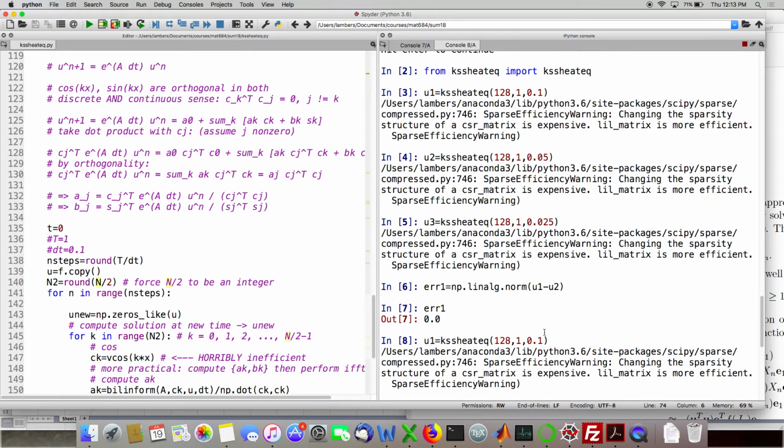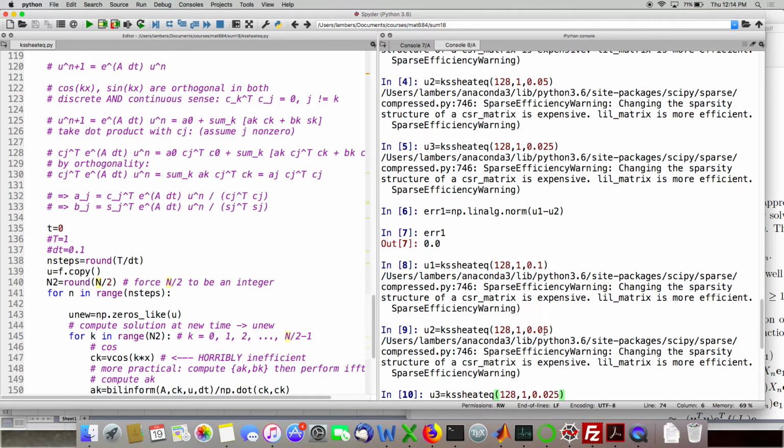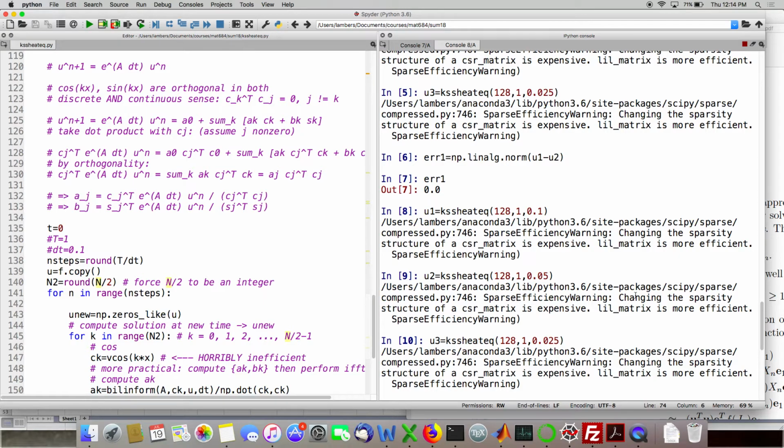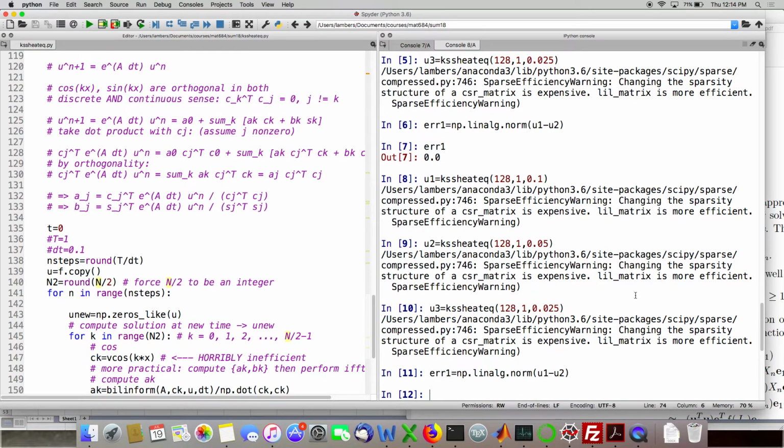Okay, so U1, U2. All I was doing was computing a solution using the exact same parameters all 3 times, but not anymore. And I noticed that when I compute U2 and U3, it takes a little longer because it's taking more time steps. So now, let's compute the error and take a look at it.